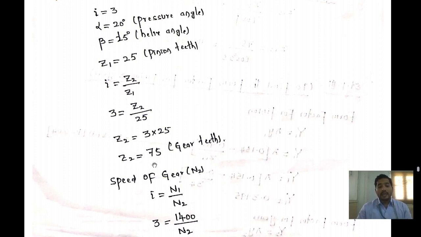So the number of teeth on the gear is 75, and the number of teeth on the pinion is 25.